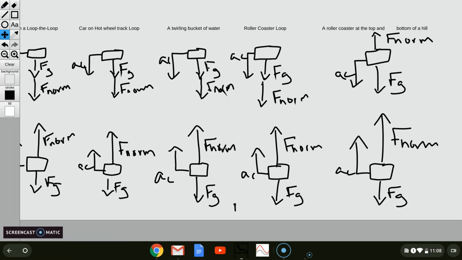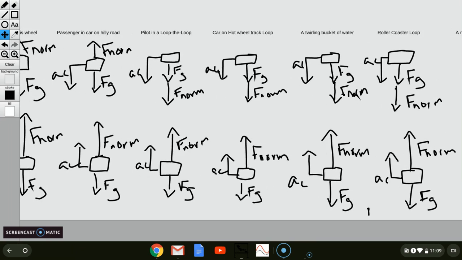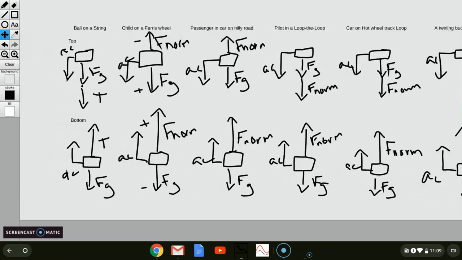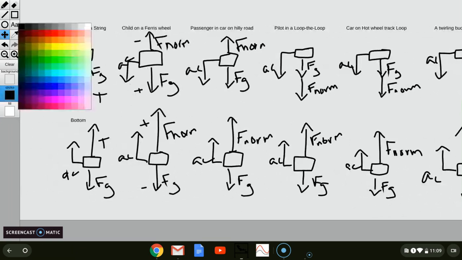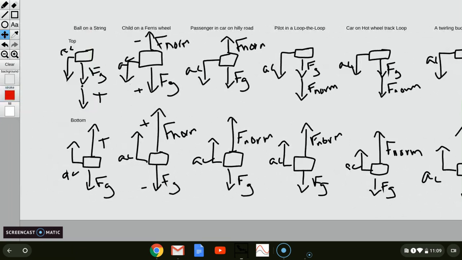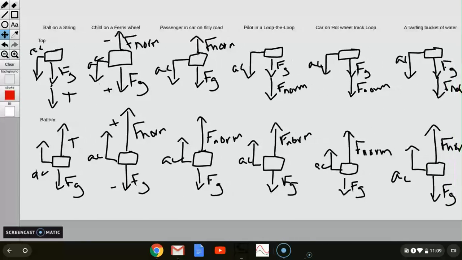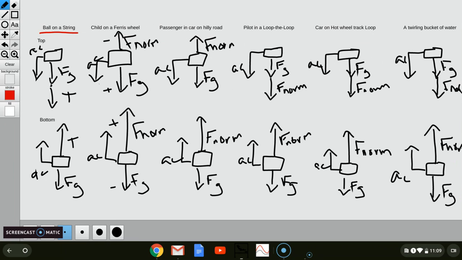So, you may have noticed that there's a pattern here. And the pattern can really be broken down into two things. There's really just two types of vertical circles. The first type is a ball on a string. Whoops. Sorry. Wrong thing there. Ball on a string. So a ball on a string is one type of vertical circle. The other type is a Ferris wheel. Okay?